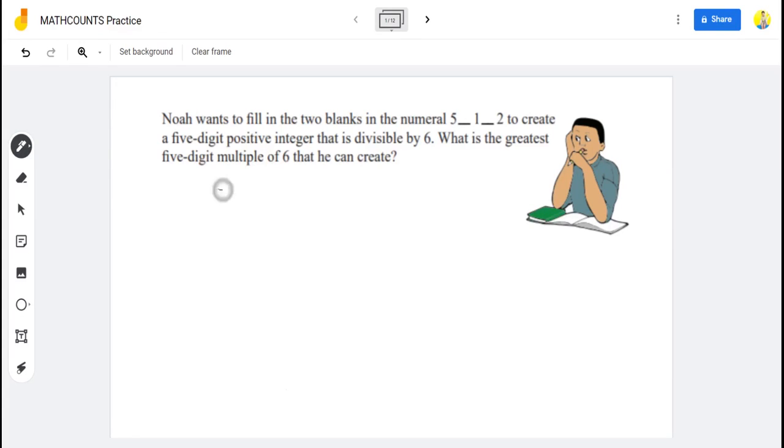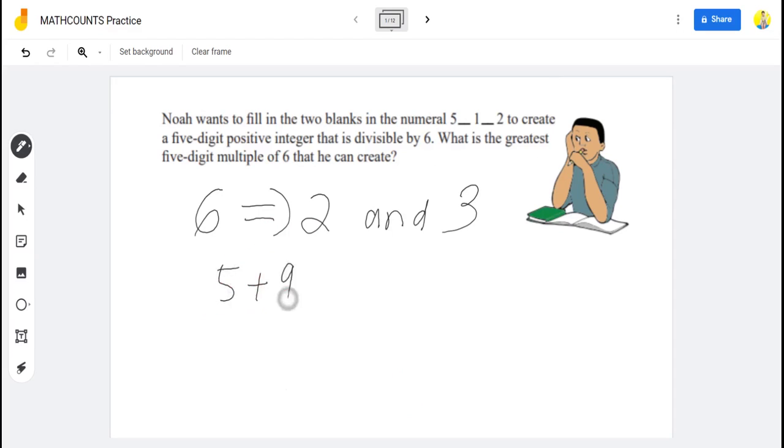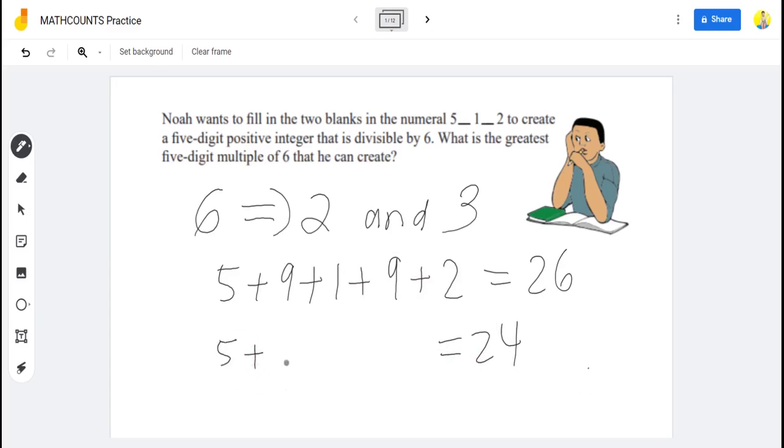So divisibility by 6 means that it has to be divisible by 2 and 3. It's already divisible by 2, so now it needs to be divisible by 3. The largest possible sum of all the digits is 5 plus 9 plus 1 plus 9 plus 2, which is just equal to 26. But we need to make it 24 so that it is divisible by 3. The way we can do this is 5 plus 9 plus 1 plus 7 plus 2. So the answer is just 59172.